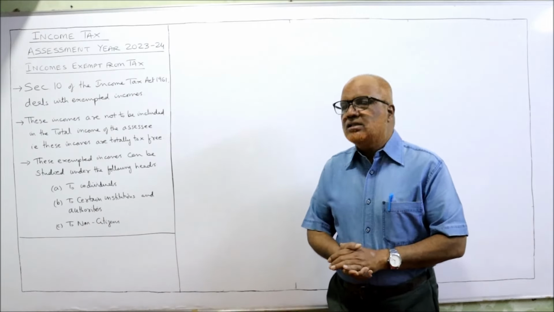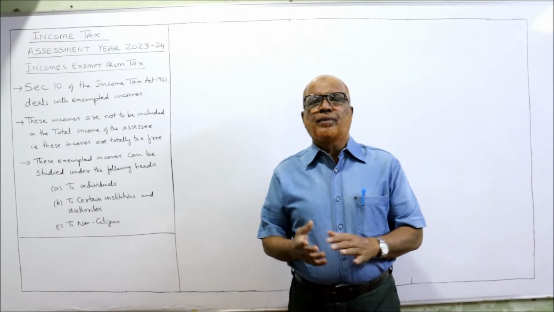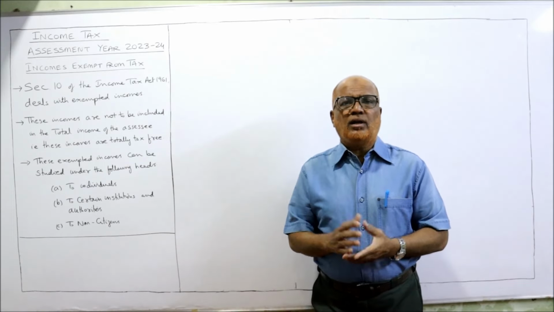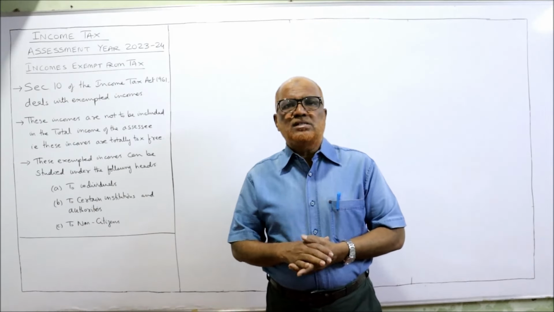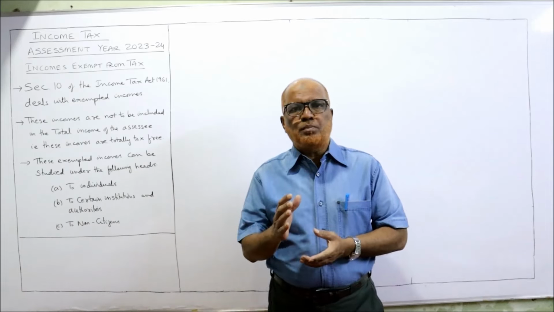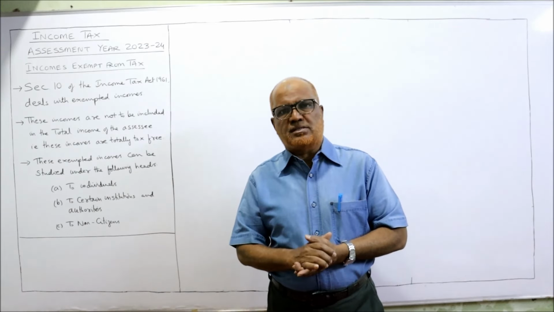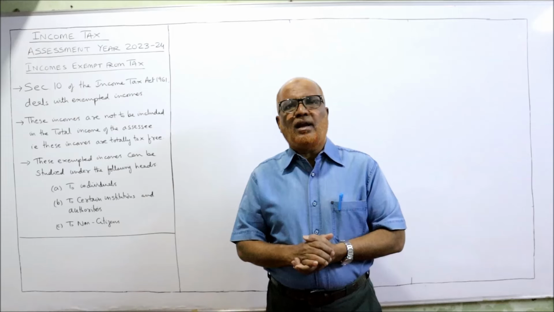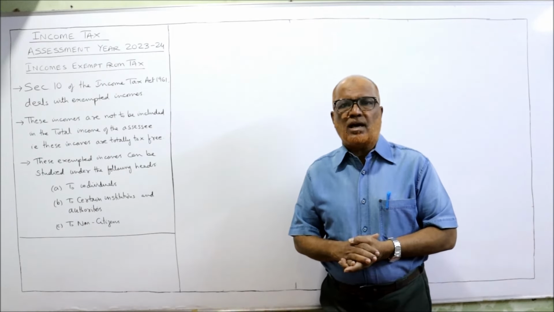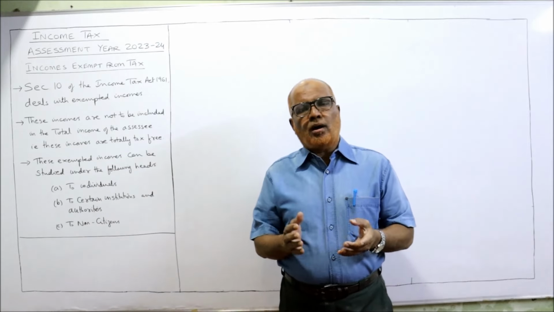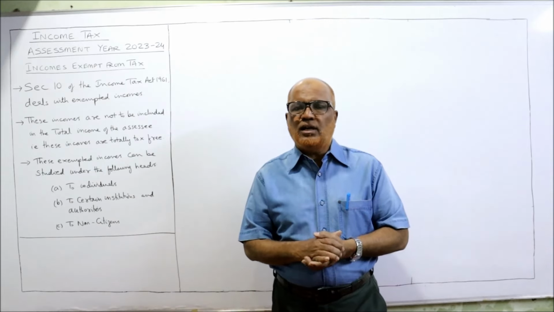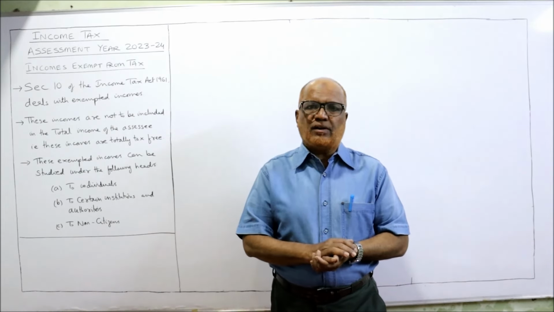Apart from that, certain institutions and authorities are there, like a municipal authority. The income received by a local authority or municipal authority, income received by universities, or income received by any hospital which is run on a charitable basis. Similarly, income of a trade union or income of professional institutions like ICAI or Bar Council of India or Medical Council of India. These are the associations for which income is completely exempted from tax.